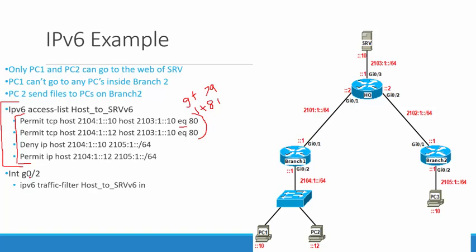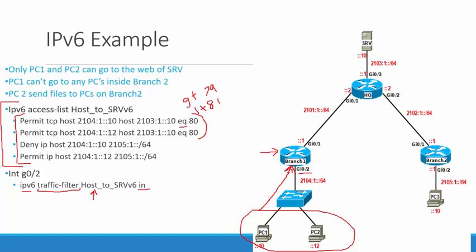Here's one way IPv6 is also different from IPv4, and that's in the way that we apply it to our interfaces. We use the command ipv6 traffic-filter and then the name. So ipv6 traffic-filter, the name of my ACL, and then the direction, in or out. And again, because these are the hosts I'm filtering, their flow is going in to branch 1 gig 0/2. So it's always from the perspective of the router in the flow of the traffic.